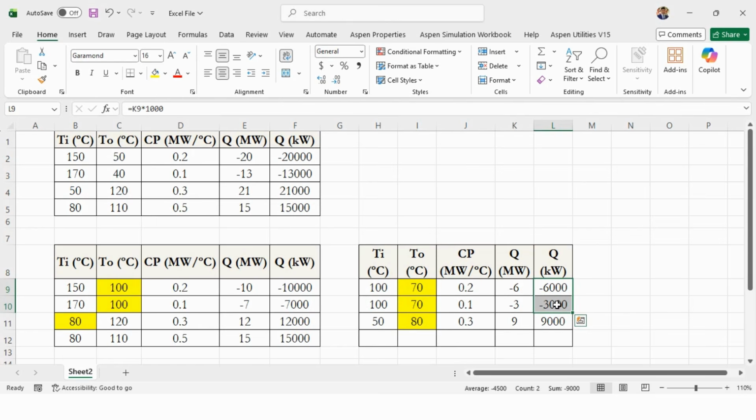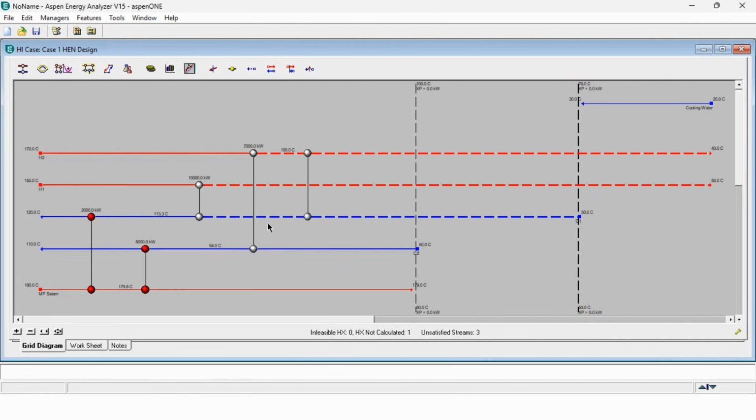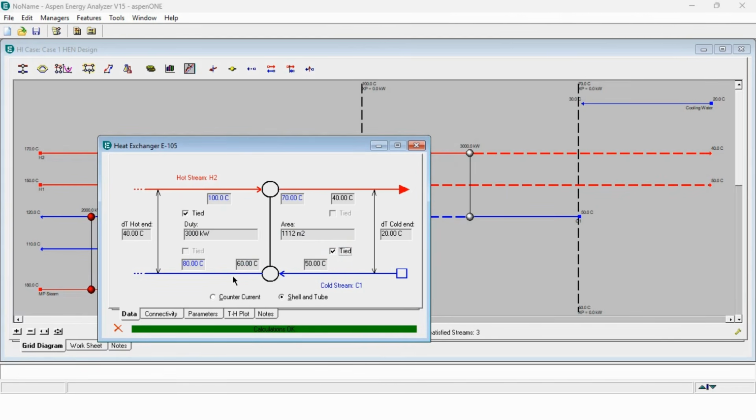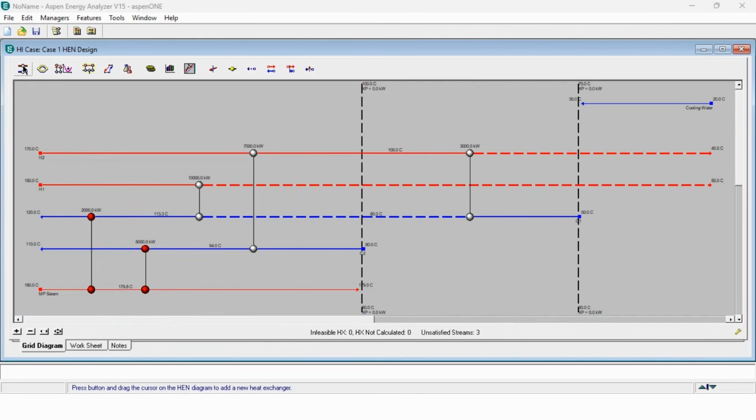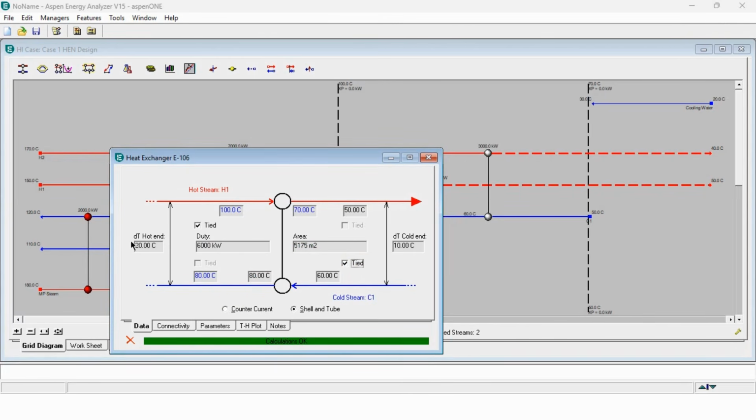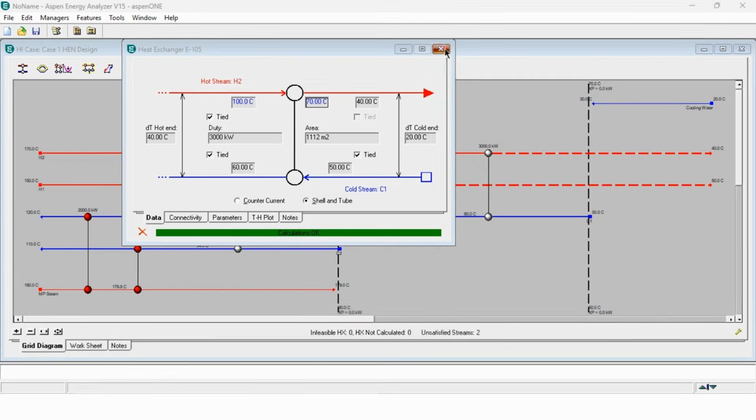The heat load for the hot stream is 9,000 kilowatt, while that of the cold stream is also 9,000 kilowatt. So it is a very simple case. We have to connect properly. So we will first connect H2 with C1, from 100 to 70 degrees centigrade, and this is from 50 and it has gone to 60 degrees centigrade. Similarly for H1 with C1, 100 to 70 degrees centigrade and 60 to 80 degrees centigrade, 20, 10, and here it is 20, 40.